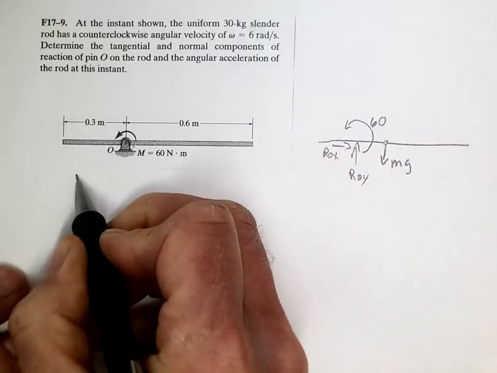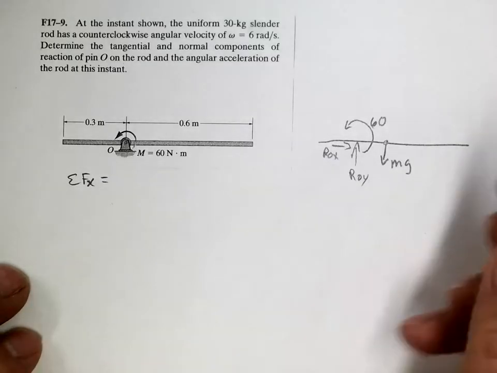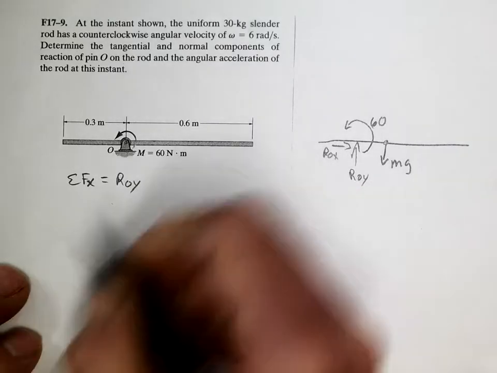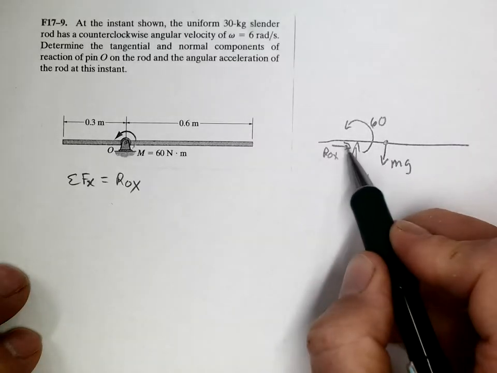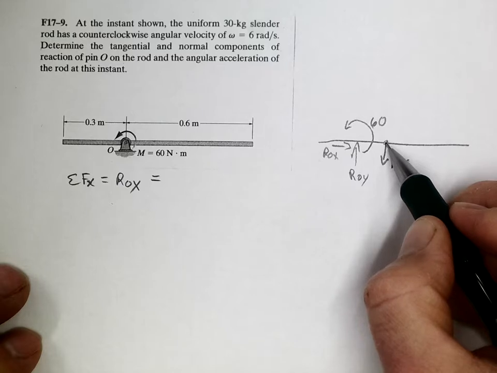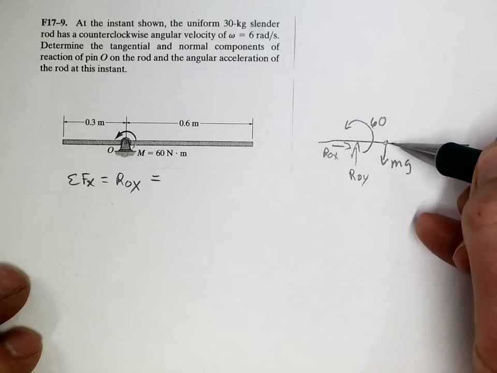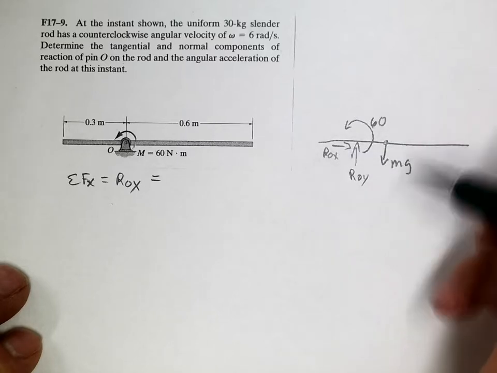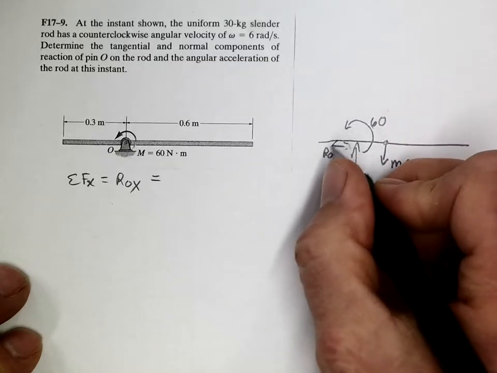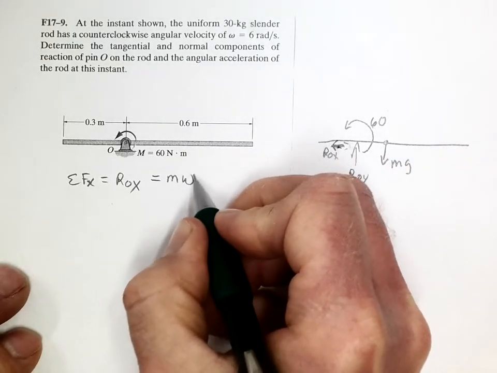So let's sum the forces in the x direction first. In the x direction we have ROX, and that is the only force. Now the center of gravity is rotating, therefore we have a centripetal acceleration back. Actually it looks like I probably drew this in the wrong direction, because the only reaction is going to be equal to that centripetal term.